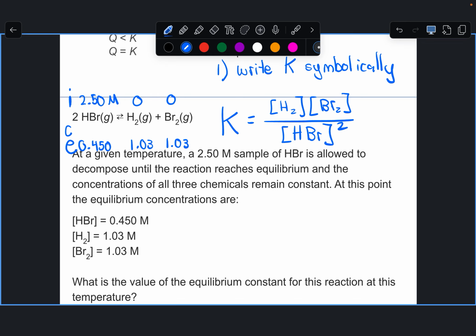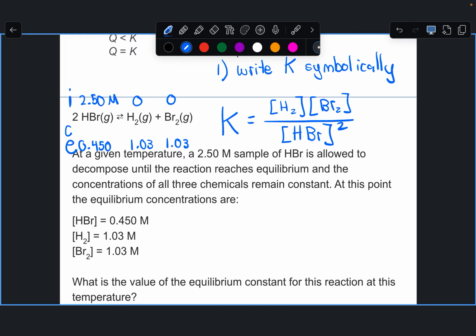Okay, like I said, you won't necessarily have to have this level of detail for a question like this, but I want you to understand what's going on. So 2.5 molar got reacted, still 0.45 was left over, but some of it got used up and made 1.03 of each of the reactants, okay? So it started like this, all the reactants, zero product, and then it went like this and stopped there. So still some reactant left over, 0.45 molar, and 1.03 of both of the products, okay?